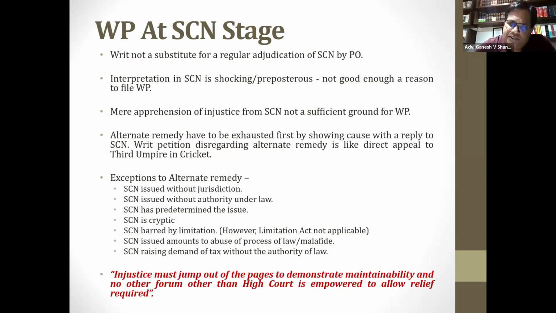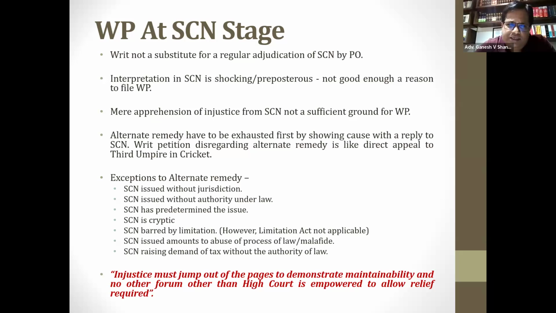There are a few exceptions which have been carved out of the common law of India, which have come out in various judgments or Supreme Court rulings. These are some of the exceptions which I'm trying to list here. If your case falls in any of these exceptions, because these exceptions are not exhaustive, these are only illustrative. These are the examples which we have generally seen people use as reasons for going to the High Court. Exceptions to alternate remedy: SCN issued without jurisdiction.